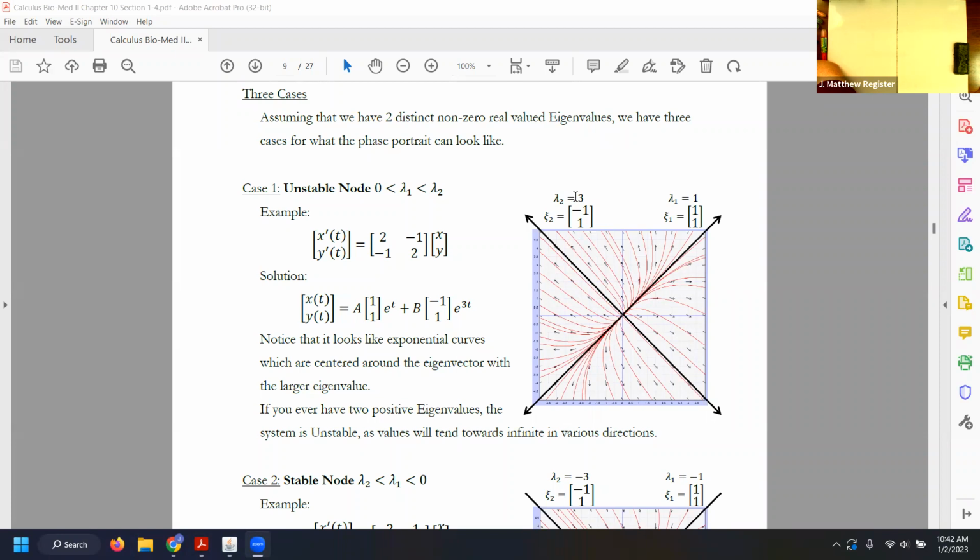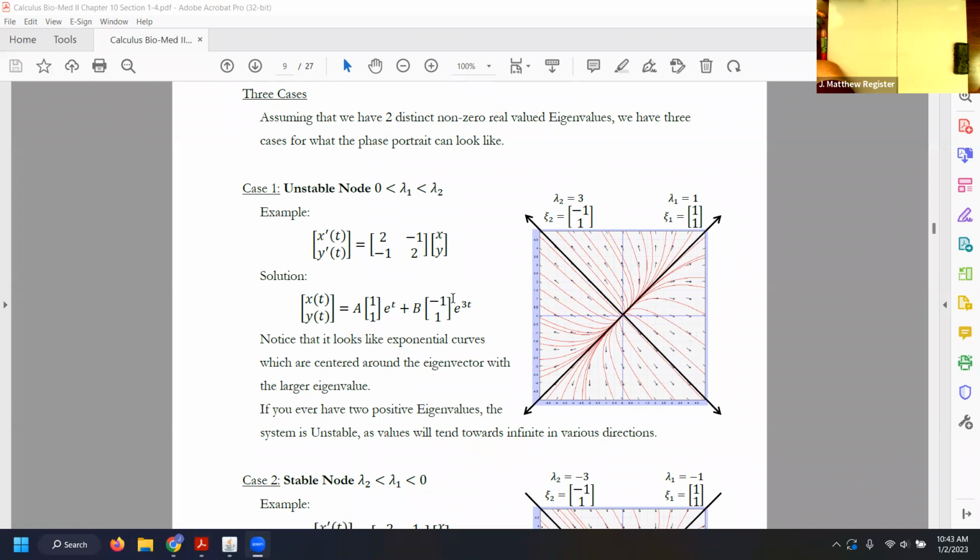Eigenvalue 2 is 3, eigenvalue 1 is 1, and everything is going away from the origin because along both eigenvectors, it's going away. But notice that it's going faster in one direction than it is the other. And that's causing it to kind of curve out in one direction. And it's curving out in one direction where the eigenvalue is greater.